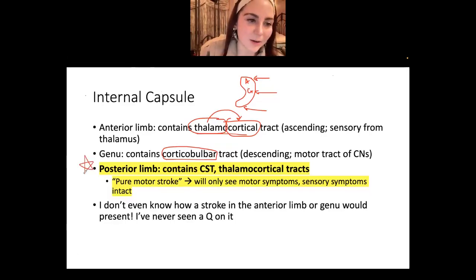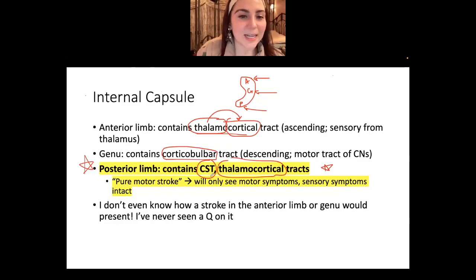But the most high yield, and that's why I highlighted, bolded, did all this stuff to it, is the posterior limb of the internal capsule. This is the one that I see the most questions on, just all the time. This contains your corticospinal tracts, which again, we're not talking about today, but that's your major descending motor tract. That basically tells you what's going on motor-wise with the body, and your thalamocortical tract. So again, another sensory tract from the thalamus up to the cortex.